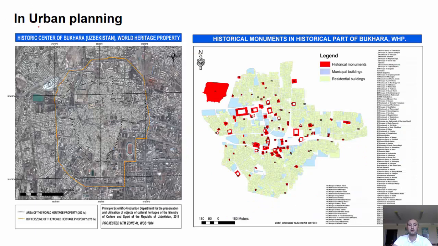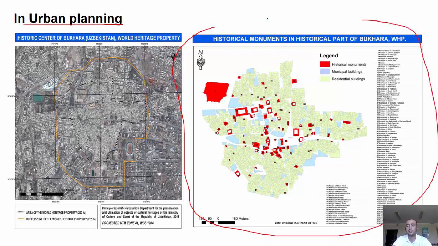GIS is also used in urban planning in order to create a digital map of land. Firstly, we should download images from satellite, and after that we can analyze them in the ArcGIS program, which is related to geographic information systems.